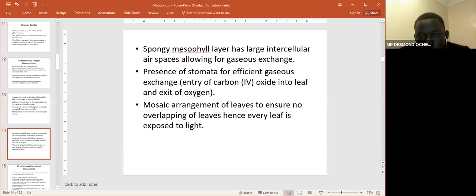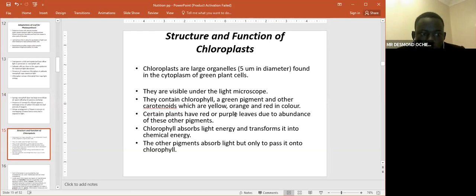So we are saying that the mosaic arrangement of leaves ensures no overlapping of leaves. Hence, every leaf is exposed to light. Every leaf can get access to sunlight. So those are some of the adaptations of the leaf to its function.